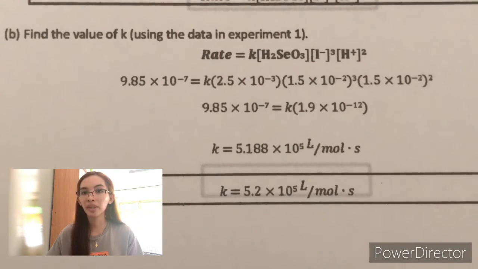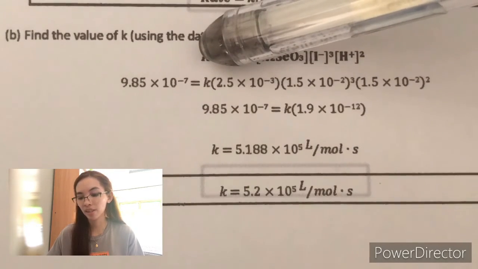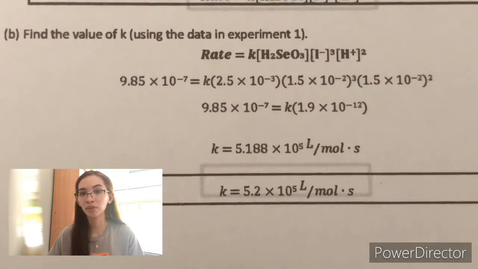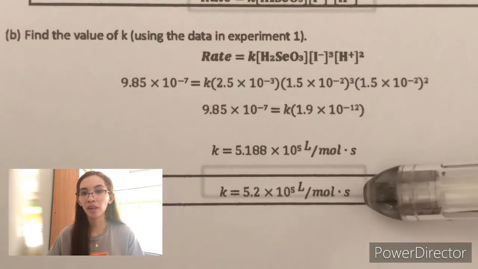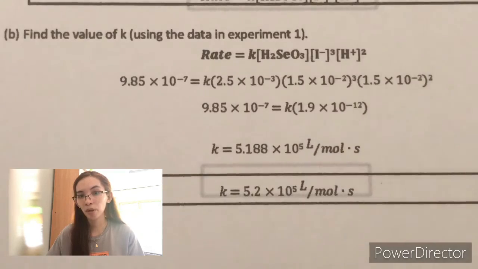So the equation will then be derived. It will become K equals 9.85 times 10 raised to the power of negative 7 divided by 1.9 times 10 raised to the power of negative 12. Calculating it, we then get the value of K, which is 5.2 times 10 raised to the power of 5 liters per mole second.